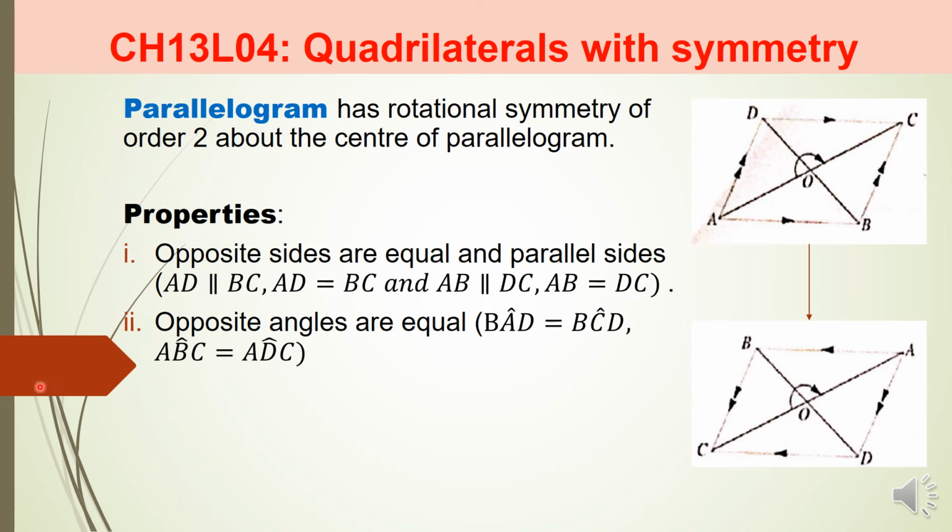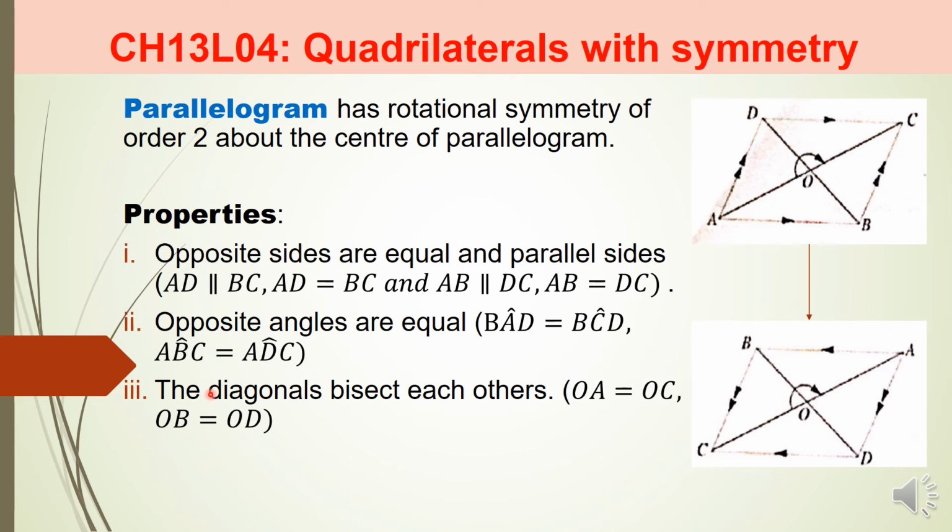And the next one, the opposite angles are equal. So angle A equals angle C. Why does angle A equal angle C? Because this one is angle A. So when you rotate it 180 degrees, we obtain the figure. So angle C coincides with angle A. So that's why they are equal. And the diagonals bisect each other. It means at the center of the parallelogram, we obtain the distances OD equal OB and OA equal OC. That means O is the midpoint of the two diagonals.